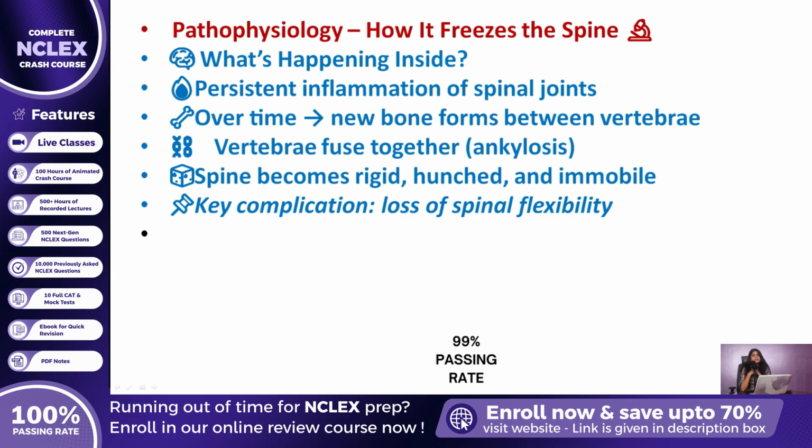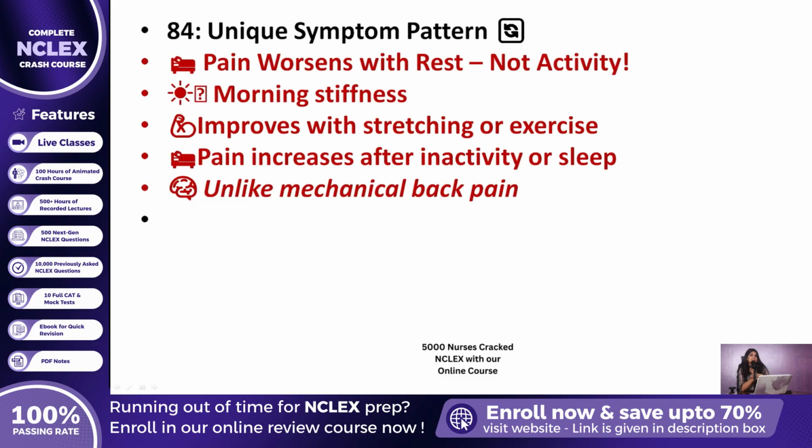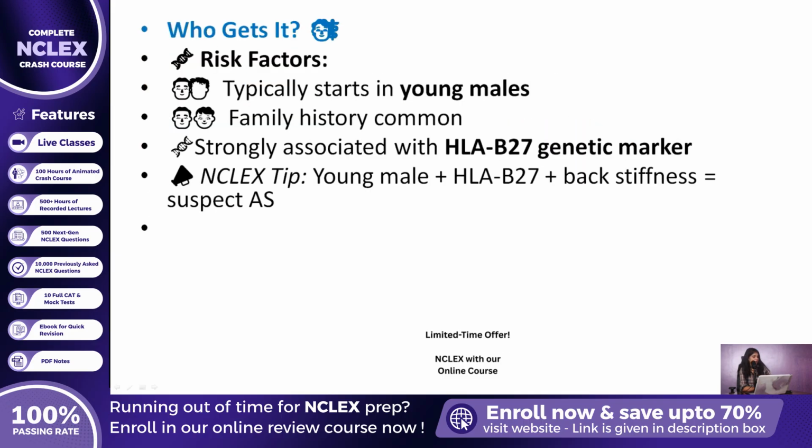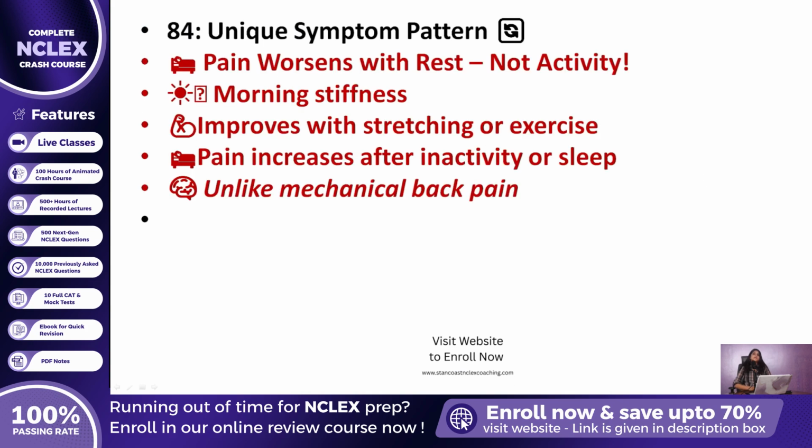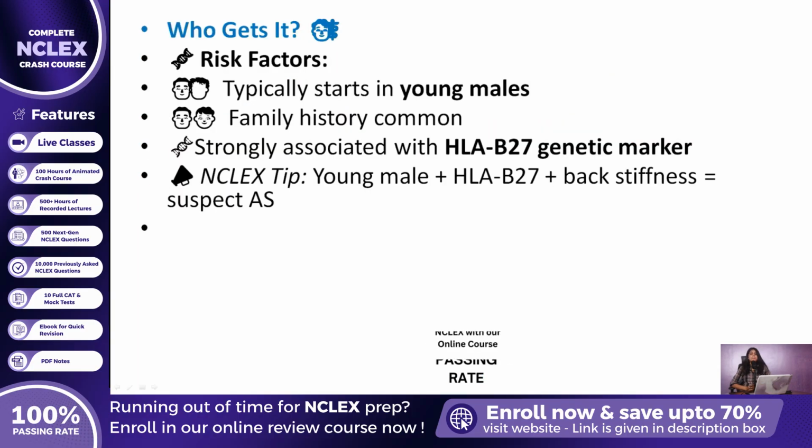The hallmark feature is that it usually begins in young males, and interestingly, the pain improves with activity but worsens with rest. This is one of the key features that helps distinguish it from other types of back pain. Ankylosing spondylitis is also strongly linked to a genetic marker called the human leukocyte antigen B27, making it a condition that often runs in families.